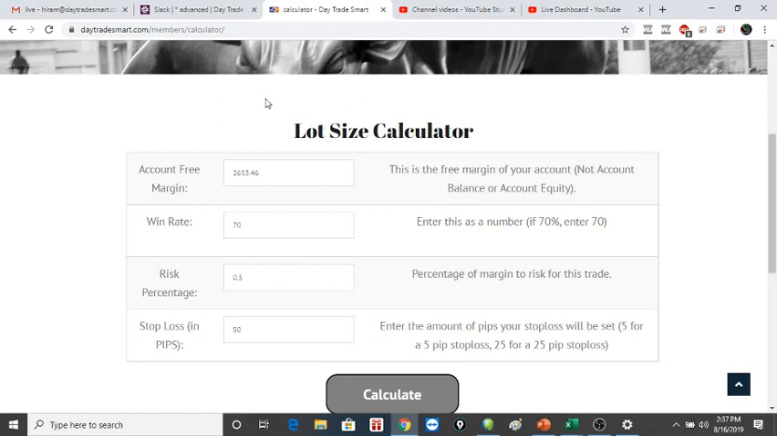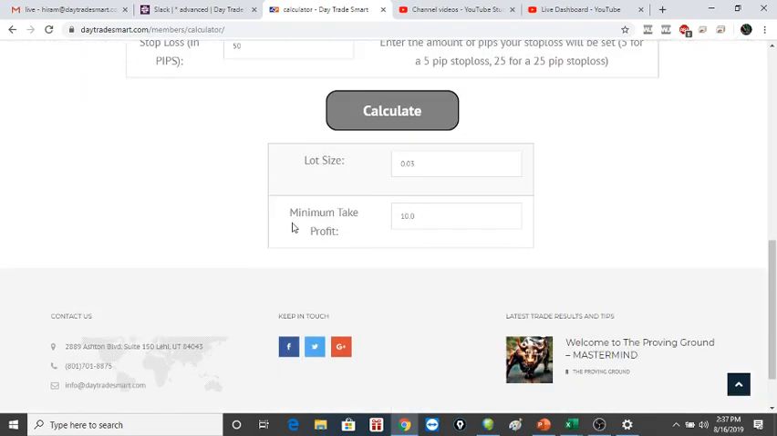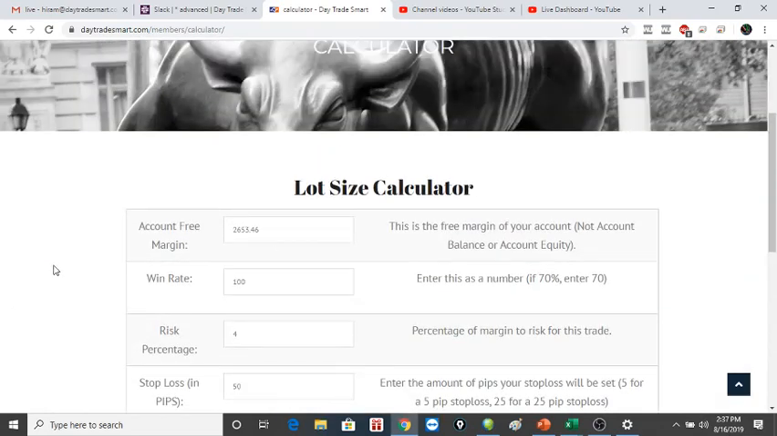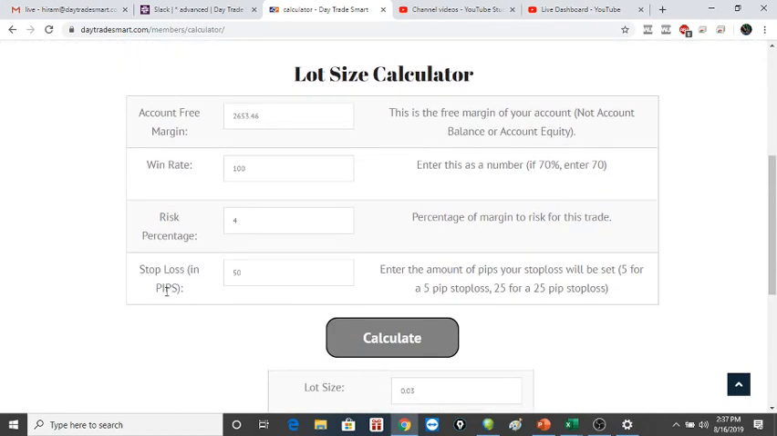So in the calculator, if you put 100% win rate, come back, yeah, right. Still risk percentage of 4. Yep. So you might have 100% win rate for a minute, but not for long. Still, nonetheless. I'm glad you brought that up, Brian, because here's the rule.